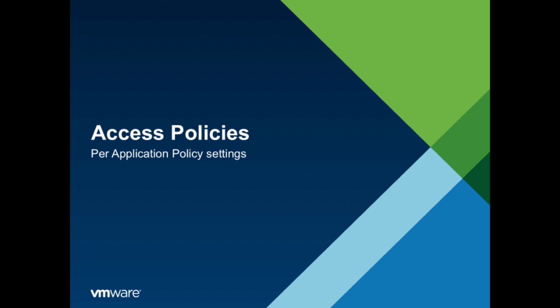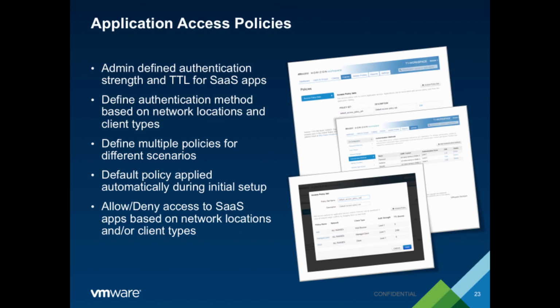A key new thing in the Workspace Portal release 2.0 is the access policies, which allows you to set per application policy settings. Some of the things that can be defined in an application access policy are authentication strength and time to live for SaaS applications specifically. In this release, we support SaaS applications only, so no ThinApps or other resource types as part of the catalog. It has to be a SaaS app. It doesn't have to be a SaaS app from the global catalog.